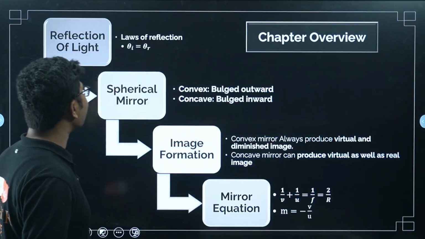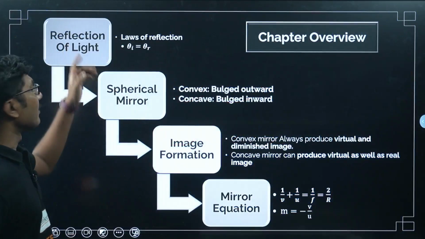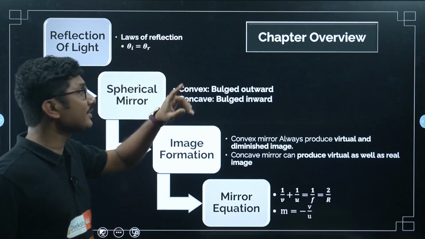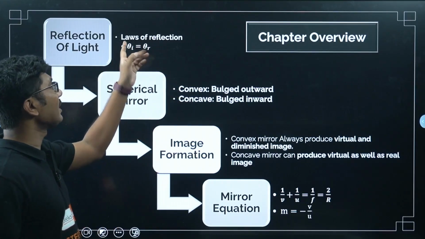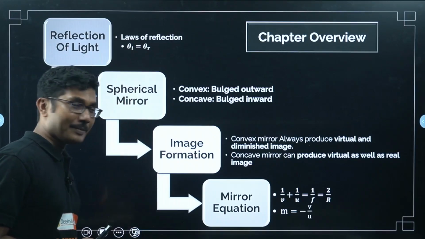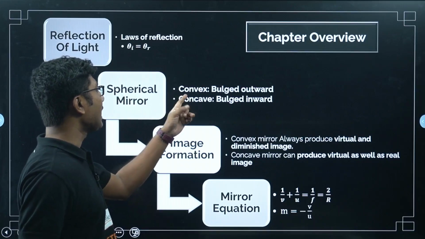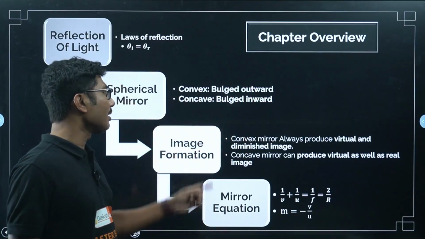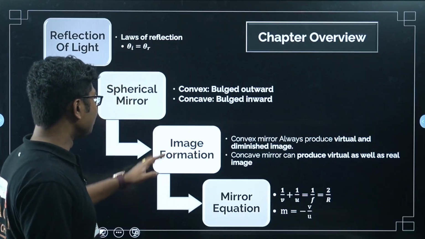So what all are there in the chapter? First of all, reflection of light is there. In reflection of light, laws of reflection. Then what is the law of reflection? Angle of incidence equals angle of reflection. Then spherical mirrors, the basic spherical mirrors are there. Convex mirror, which is bulged outward. Concave mirror, which is bulged inward.